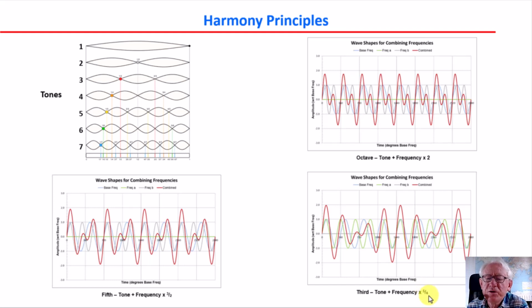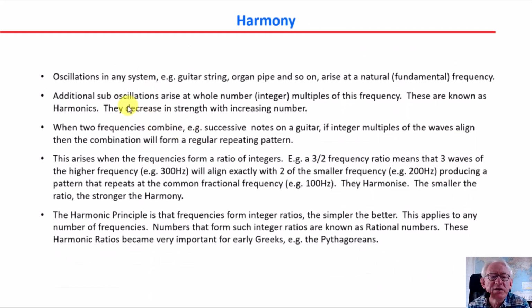Now a ratio of whole numbers is referred to as a rational number. In other words, it's a fraction. In other words, 5 over 4 is a ratio between two whole numbers, 5 and 4. It's referred to as a rational number. Now the simpler the rational number, the lower the value of the numbers, the stronger the harmony. Now we can summarize all of that.